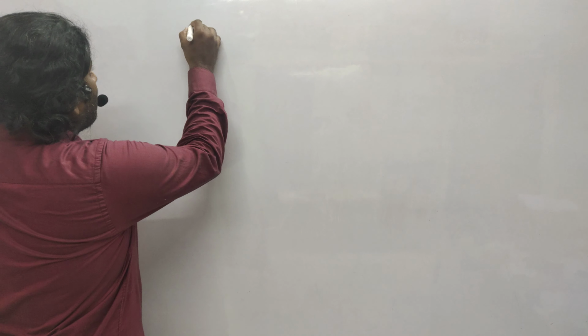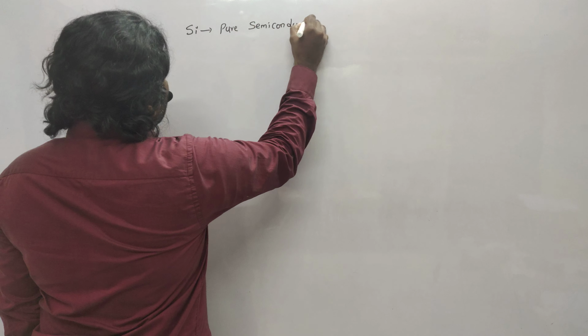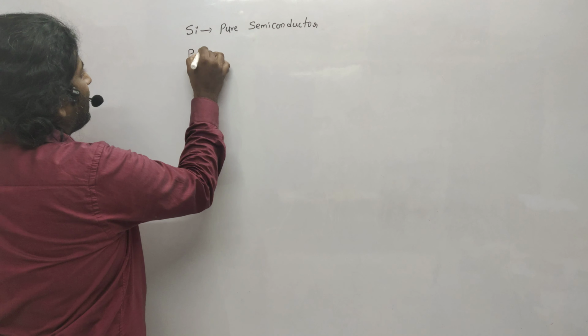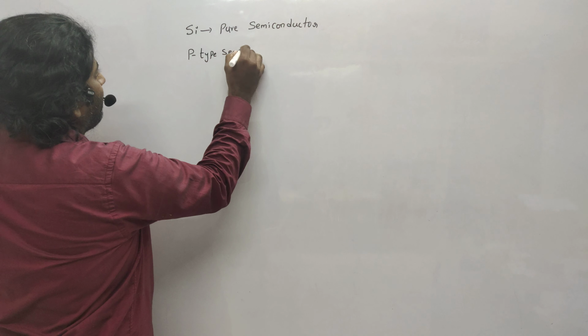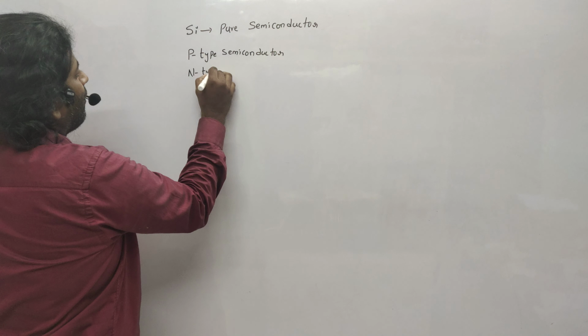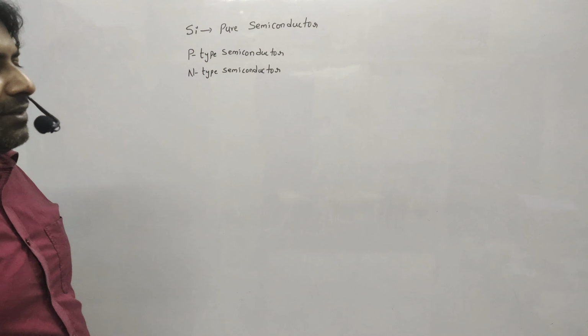In the previous session, we understood the basics of electronics, how to manufacture, and how to obtain p-type and n-type semiconductors. Here, silicon is a pure semiconductor, right? When we add a trivalent material, we get a p-type semiconductor. When we add a pentavalent material, we obtain an n-type semiconductor.